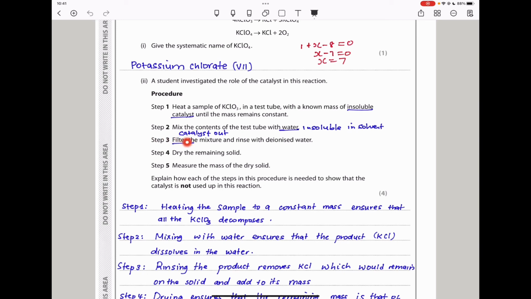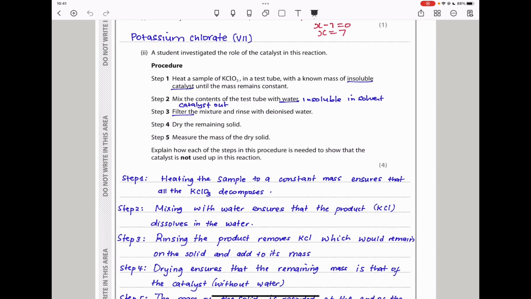So step 3, they say filter the mixture and rinse with deionized water. Step 4, dry the remaining solid. And step 5, measure the mass of the dry solid. This dry solid is the catalyst. So it means if the mass is constant, the catalyst is not used up and it's going to be the same as you put it before. So here they say explain how each of the steps in this procedure is needed to show that the catalyst is not used up in this reaction.